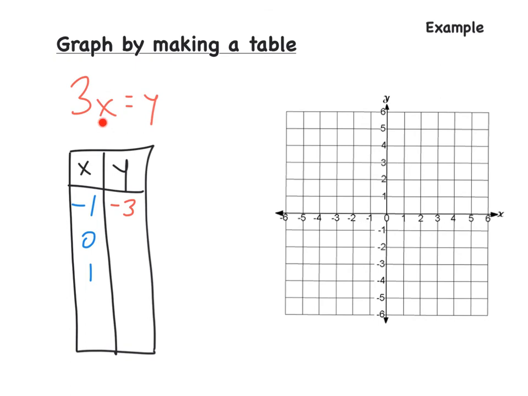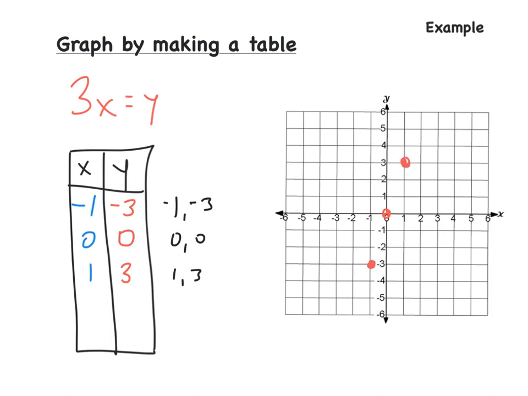3 times 0 is equal to 0. So that's another point. Then 3 times 1 is equal to 3. So that's another point. Now we have our coordinate pairs: (-1, -3), (0, 0), (1, 3). All we have to do is come over and plot the points: (-1, -3), (0, 0), (1, 3).